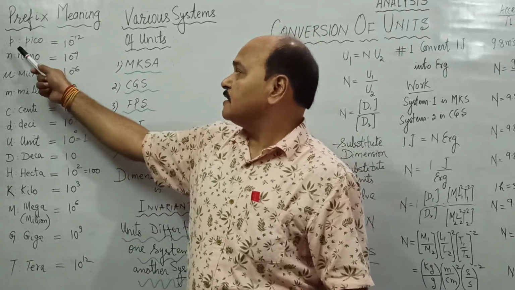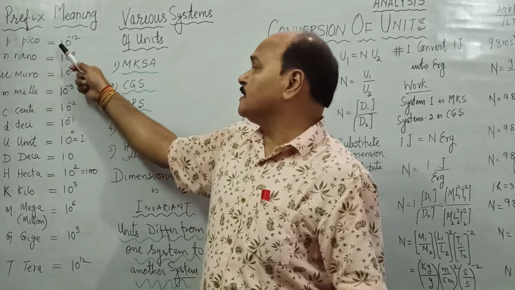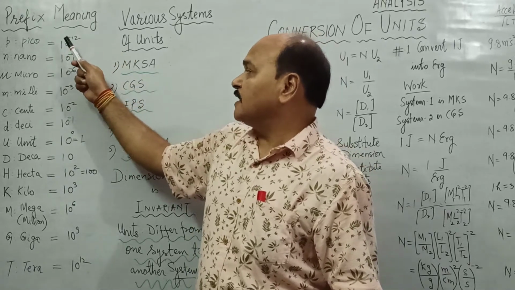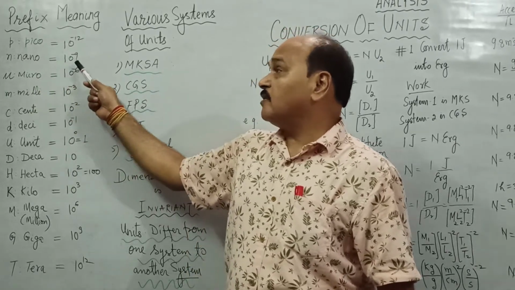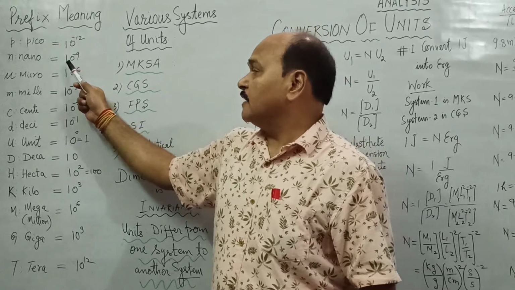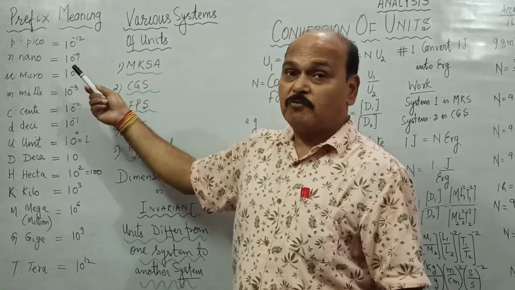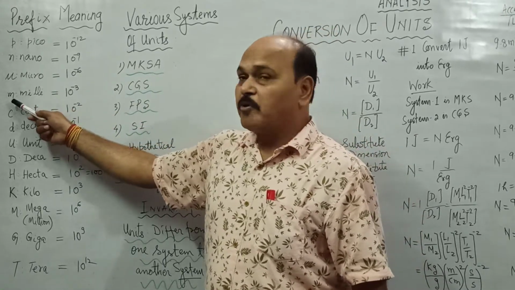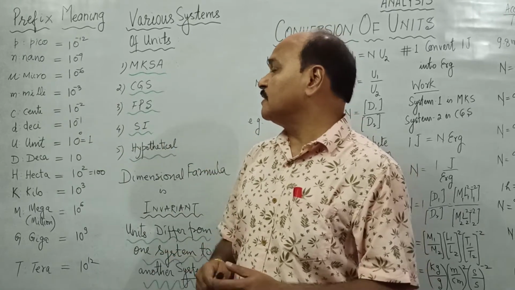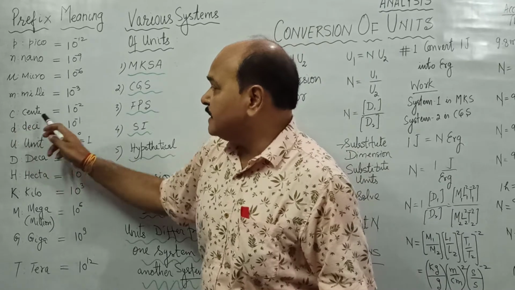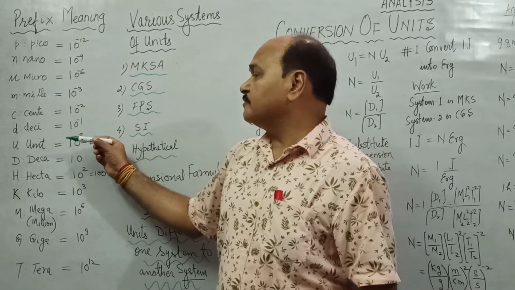These prefixes are: small p stands for pico and its mathematical meaning is 10 to the power minus 12. The next prefix is small n, nano. Its mathematical meaning is 10 to the power minus 9. Next is micro, mu. Its meaning is 10 to the power minus 6, that is 1 upon 1 million. Small m, milli. Milli stands for 10 to the power minus 3, that is 1 upon 1000. And then we have c, centi. Centi means 1 upon 100 or 10 to the power minus 2.